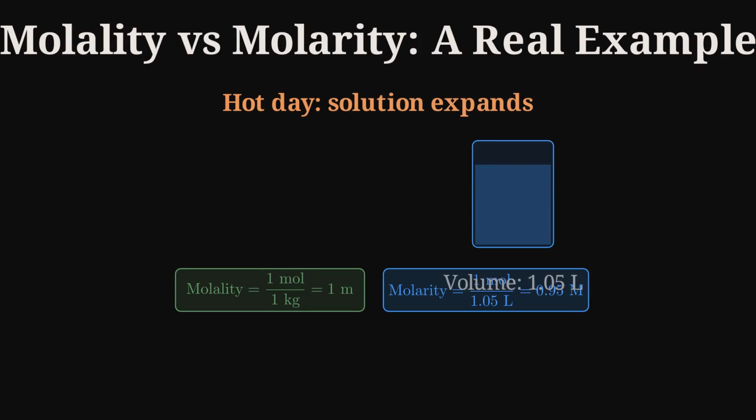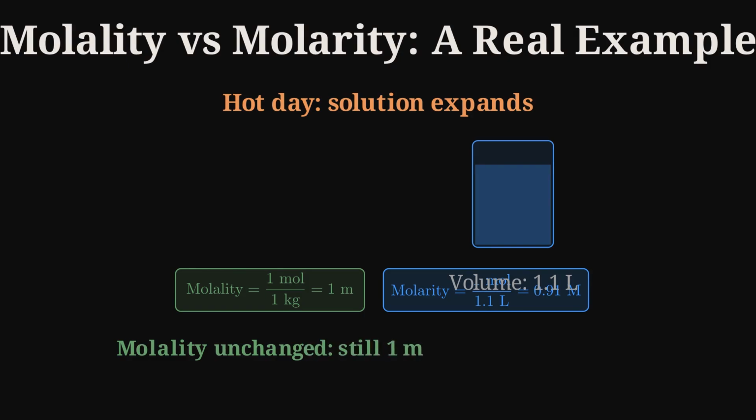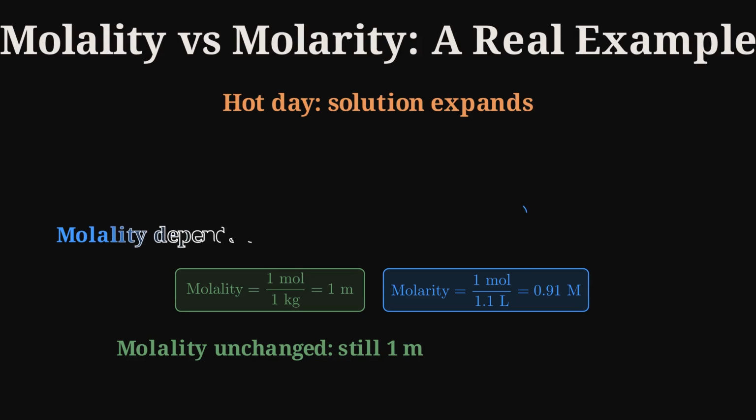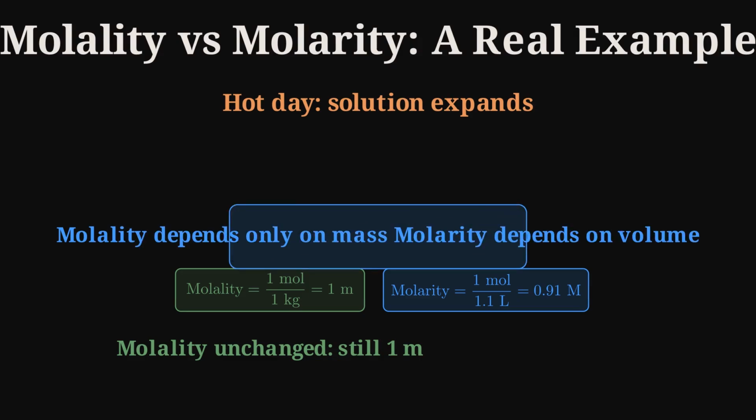Now imagine it's a hot day and the solution expands to 1.1 liters. Your molarity drops to 0.91. But your molality? Still 1 molal. The mass hasn't changed. That's why biochemists love molality. It's reliable across temperature changes.